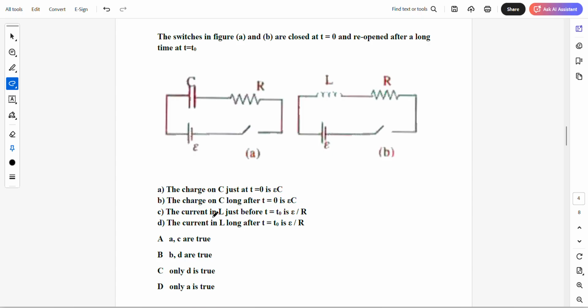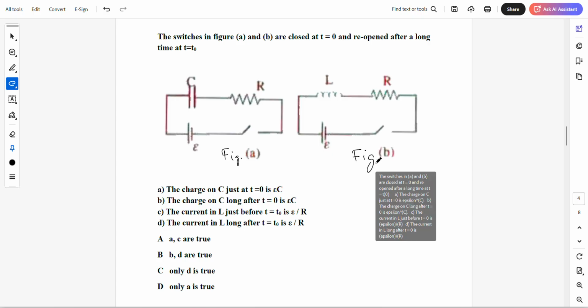Next problem. The switches in figure A and B. This is figure A and this is figure B. What they are telling in figure A and B.